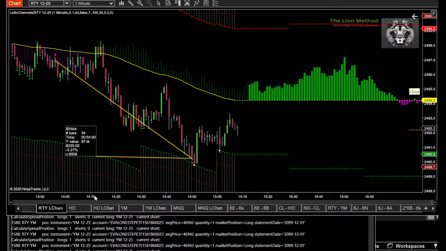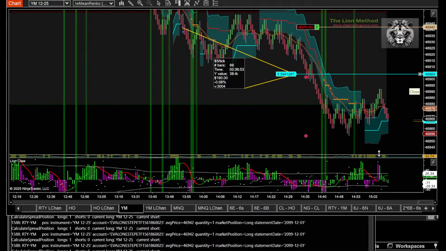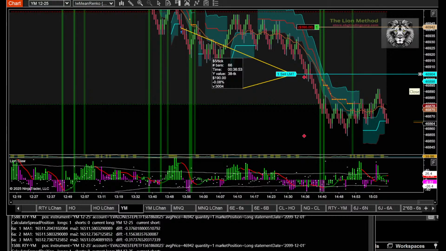See, the Russell is kind of weakening. Yeah, the YM is weakening. YM might find a base. Oh no, get back to that buy. Buyer stepped in here at this price before. If I close out now, I'm only down 40, 50 bucks.